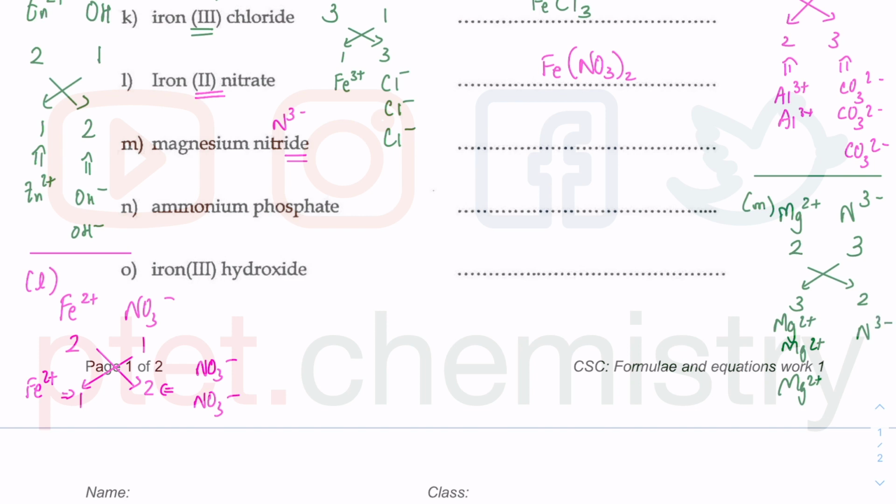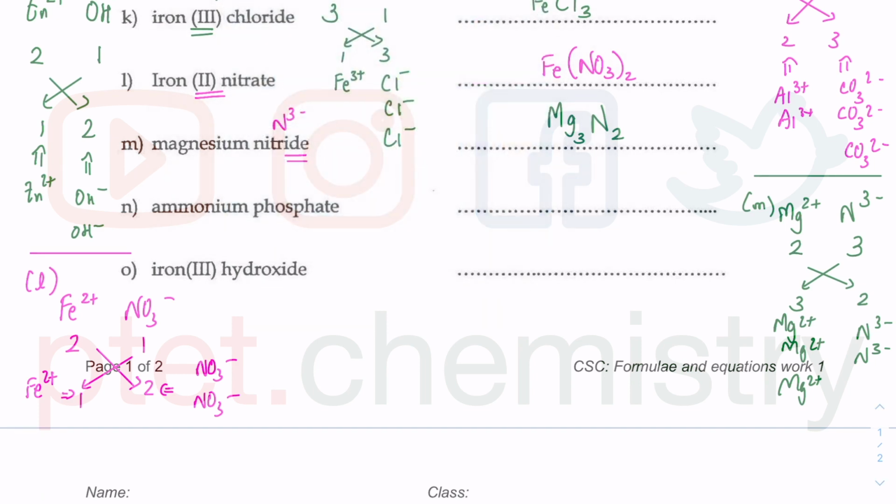Well, I have 3 of that, and I have 2 of the N3 minus. Plus 2 plus 2 plus 2 give me plus 6. Minus 3 twice gives me minus 6. The idea is to cancel out the charges so that my compound has no charge at all. I have 3 magnesium and 2 nitrogen, Mg3N2 there.